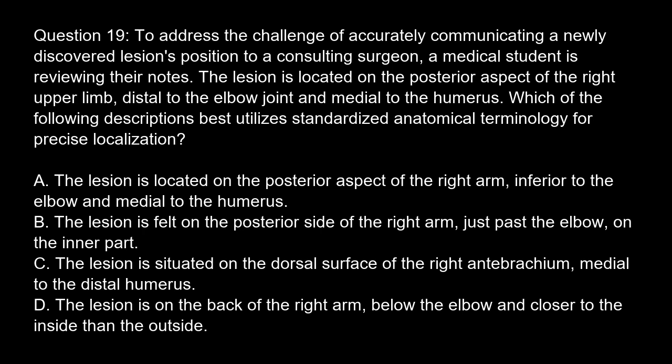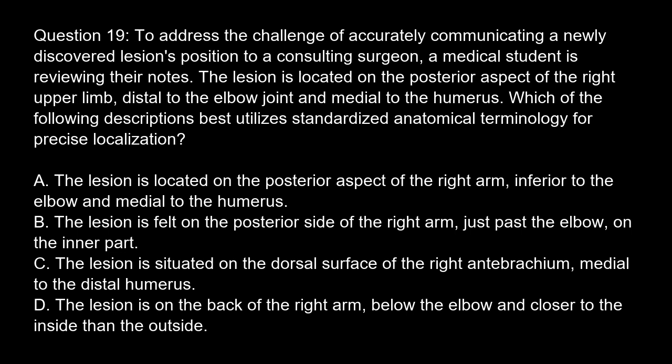Question 19. To address the challenge of accurately communicating a newly discovered lesion's position to a consulting surgeon, a medical student is reviewing their notes. The lesion is located on the posterior aspect of the right upper limb, distal to the elbow joint and medial to the humerus. Which of the following descriptions best utilizes standardized anatomical terminology for precise localization?